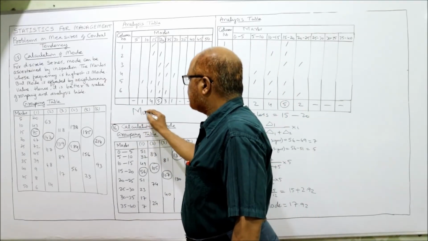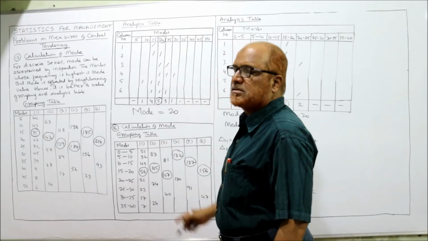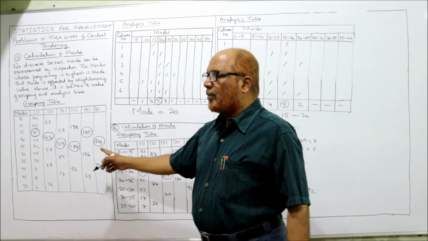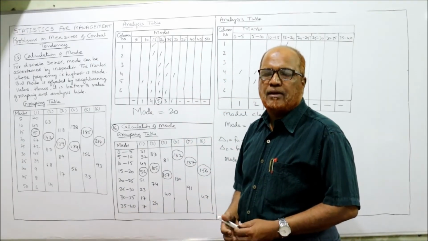Mode is equal to 20 marks. That's it. So this is the first problem where I have explained how to make the grouping table and how to make the analysis table.